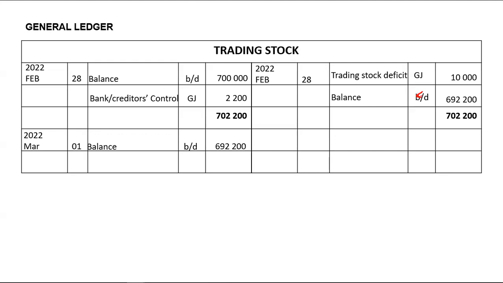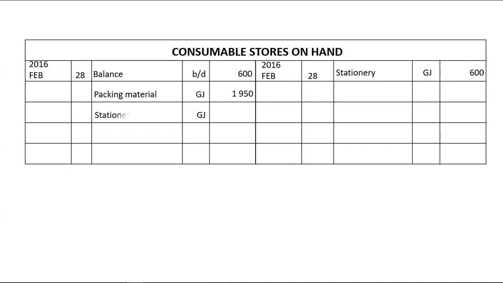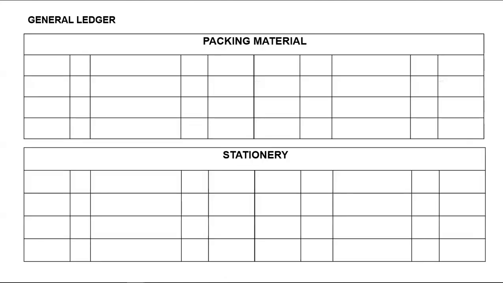Our consumable stores, we had a balance at the beginning of the financial year, which was 600. We have to take it out by recognizing it as an expense in our stationery account, which is 600. Then we put in packing material that was on hand at the end of the current financial year. That was 1,950. And we're going to put in stationery that was on hand at the end of the financial year, which is 500. Our balance carried down will be 2,450, which will be consumables that we still have on hand at the beginning of the next financial year.